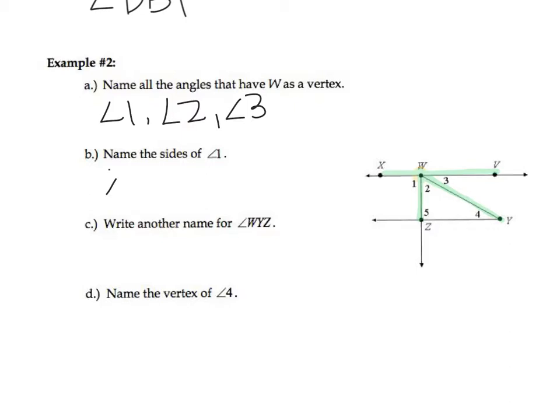I also have one more, which is the line going through X, W, and V. It is a straight line, but does have a degree measure, which we will talk about later. So it is an angle, which I would call angle XWV.